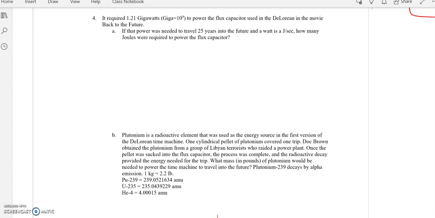So this is really just a train track problem. No nuclear stuff going on in part A. We're going 25 years into the future, and we see that our unit for the watt is in per second. So if we want to use this joule per second as a conversion factor, we need to get our time into seconds. So every 1 year is 365 days.